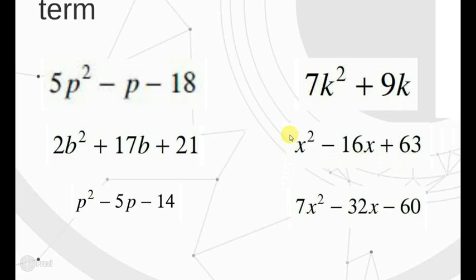And then this one, 7x squared minus 32x minus 60, does work. It satisfies all the criteria that we're looking for: 3 terms, 1 squared term, and a value preceding the squared term. Okay, so now you know how to recognize them, so let's do an example.